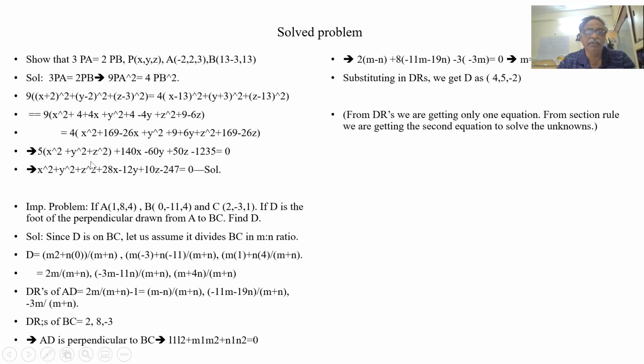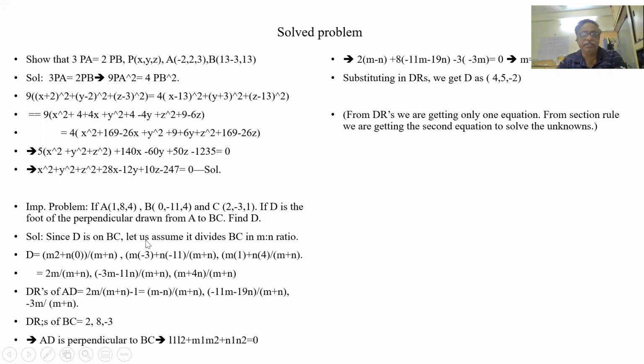When I solve this equation, what I am getting is x square plus y square plus z square plus 28x minus 12y plus z minus 247 is 0. This is the solution. Because once this 4PB square goes to the other side, I'm getting a 0. So it is given that if this xyz satisfies this equation, we have to prove that 3PA is 2PB. So when we assumed 3PA is 2PB and squared both sides, we got the same equation.